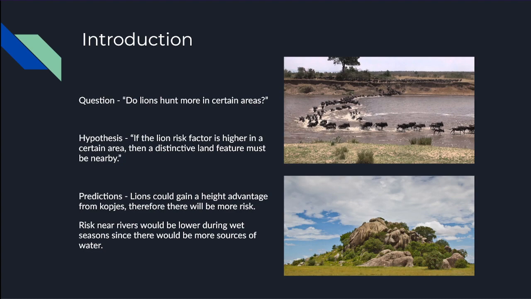So one of our predictions was that lions can gain a height advantage from kopjas, and therefore will be more of a risk to prey. And risk near rivers would be lower during wet seasons since there would be more sources of water. There would be less likely chances of a bunch of animals hanging around rivers. So maybe they'll be more spread out, and the risk would be lower to a certain degree.